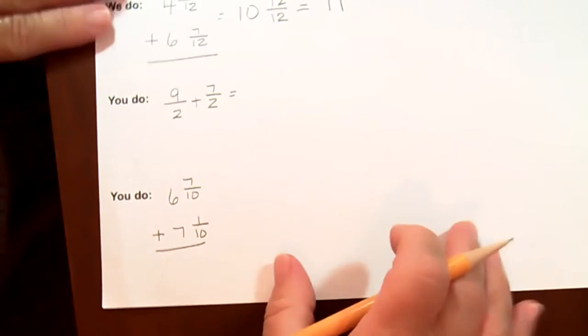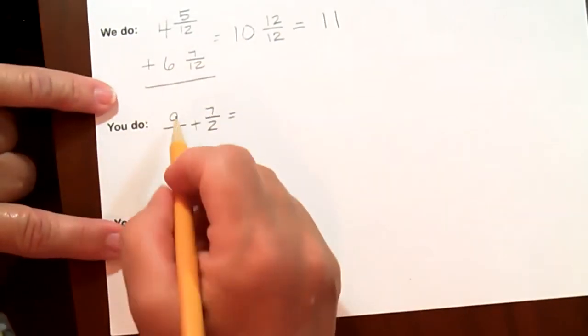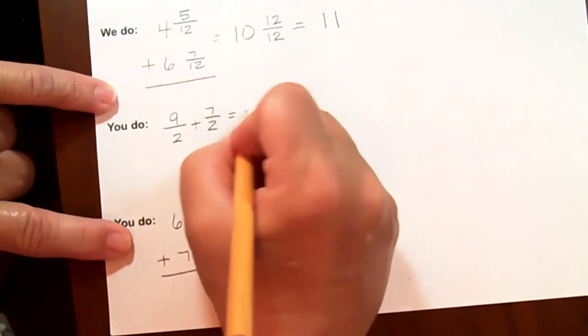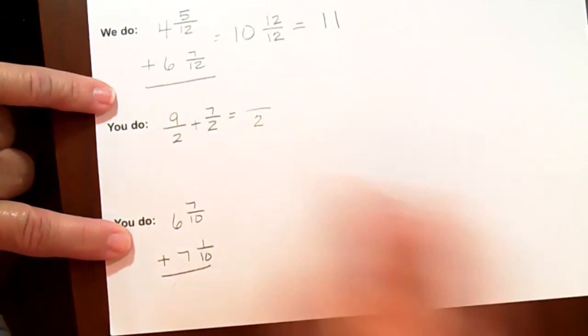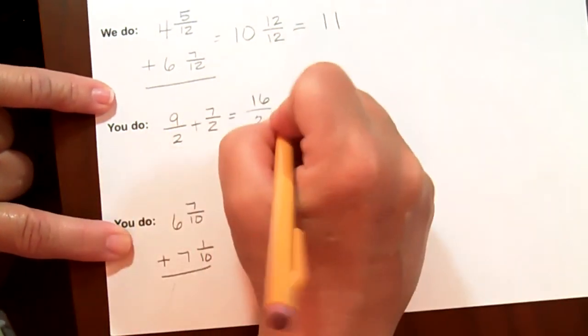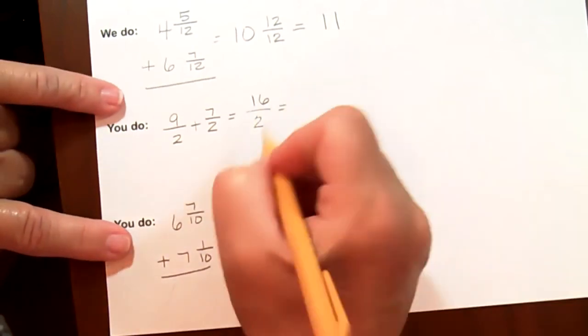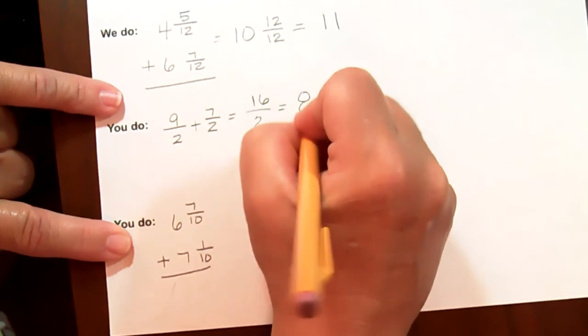Hopefully all you guys are finished now. So we'll come back down here to this problem where it's 9/2 plus 7/2. We're going to keep that denominator of 2, and 9 plus 7 is 16. That's improper. To make it proper, how many 2s are in 16? And the answer is 8.